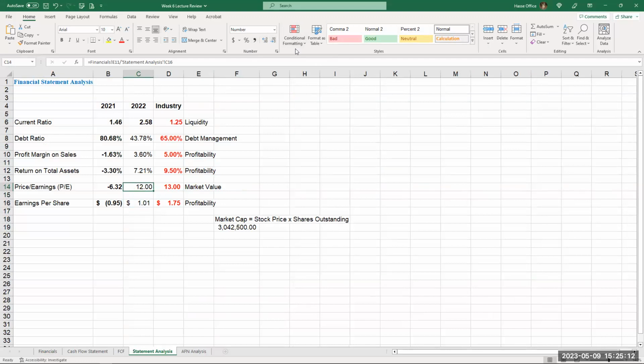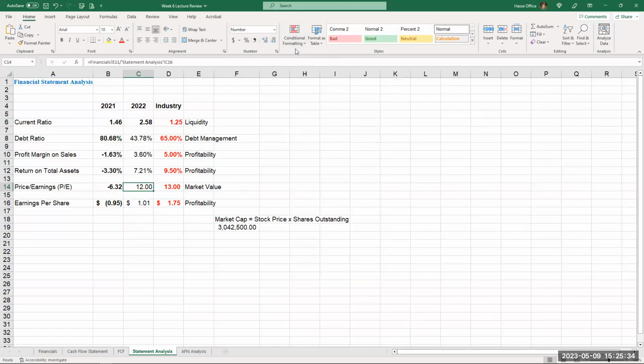12 times greater. In other words, with our PE ratio and our earnings per share, the stock price is 12 times greater than the earnings per share. The market average of our competitors is 13, so that's pretty good. What that means is you don't want the PE ratio to be like Tesla. Tesla's PE ratio is like 250.